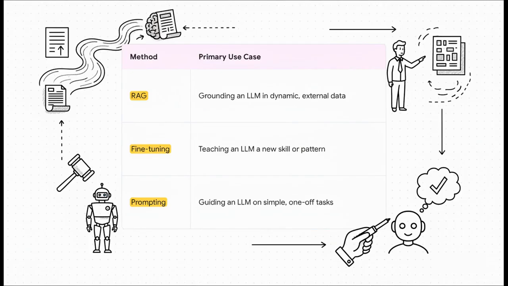It has a very specific, very important job. You see, if you want to teach a model a whole new skill, like how to write in a certain person's style, you'd use fine-tuning. If you just need a simple, one-off answer, a good prompt is enough. But if you need your AI to be grounded in a specific, constantly changing body of knowledge, like your company's sales data, RAG is the only tool for that job.